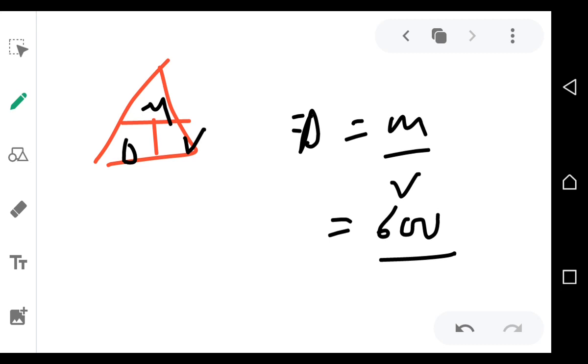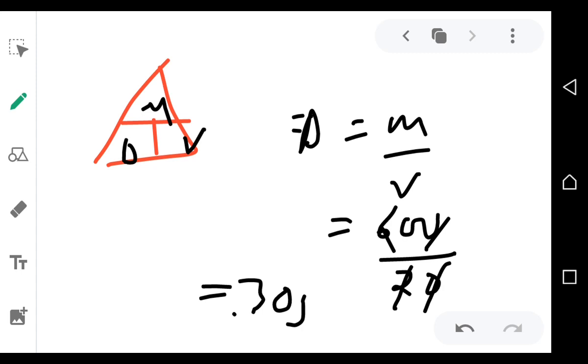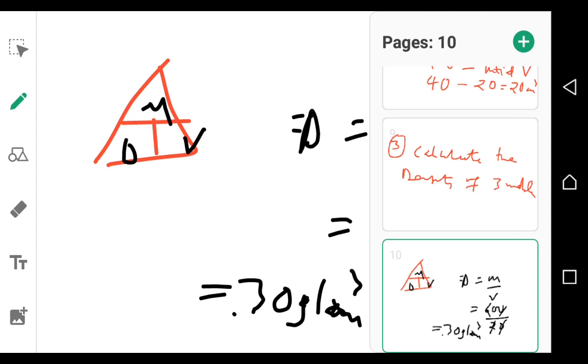The volume of the 3 marbles is 20. So you cancel that, you cancel that, and the density is 30 grams per cubic centimeter. That's the density of the 3 marbles.